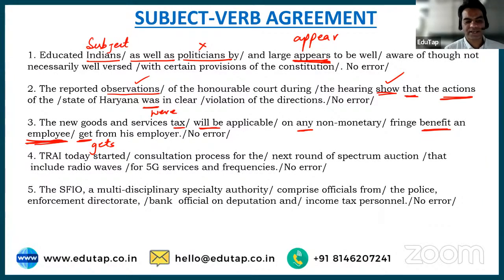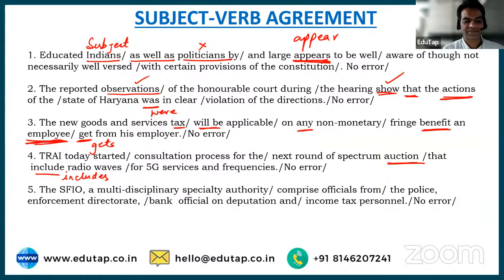So TRAI today started consultation process for the next round of spectrum auction. Now we are talking about auction that include radio waves for 5G services and frequencies. What should be used here? That include, we are talking about auction. So what should be used here? That include or that includes? So TRAI today started consultation process for the next round of spectrum auction that includes radio waves for 5G services and frequencies. So the correct answer here should be "includes," not "include." Very well done, guys. Question number five.